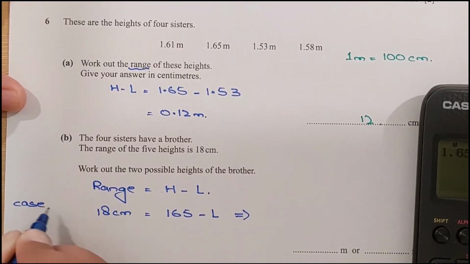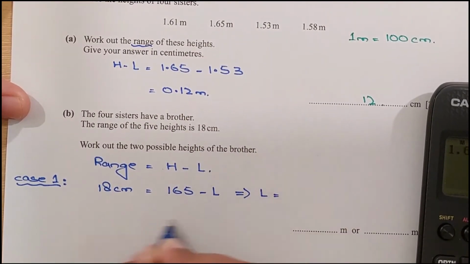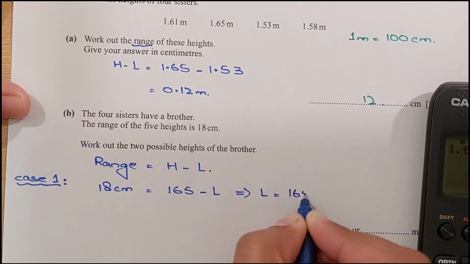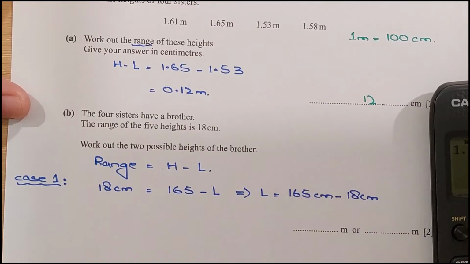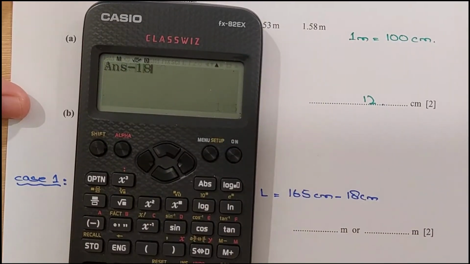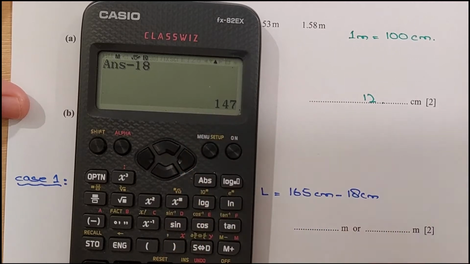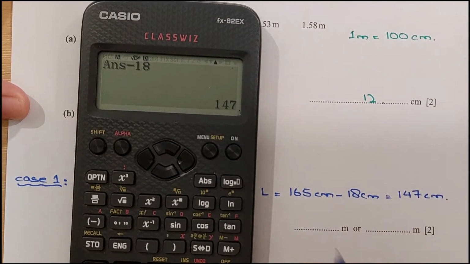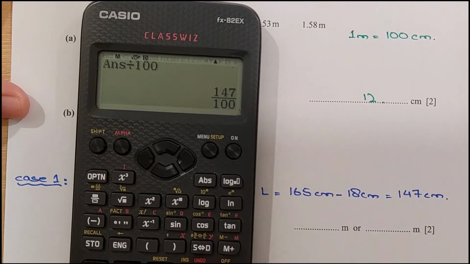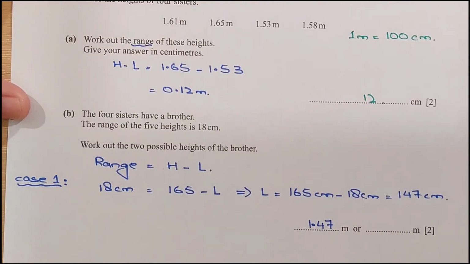And for the next case we will pick the brother as the higher one. Okay, so what is L? L is equal to, shifting over here, 165 centimeters subtract 18 centimeters. So 165 minus 18 is 147 centimeters, but we need the answer in meters, so divide by 100, so we have 1.47. This is one height of the brother, right?